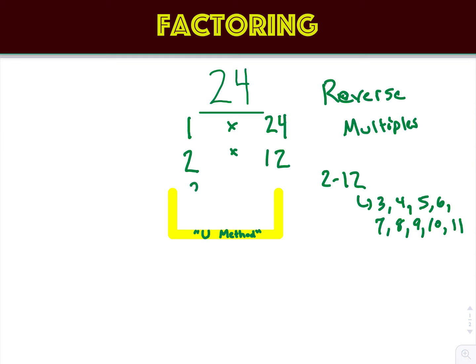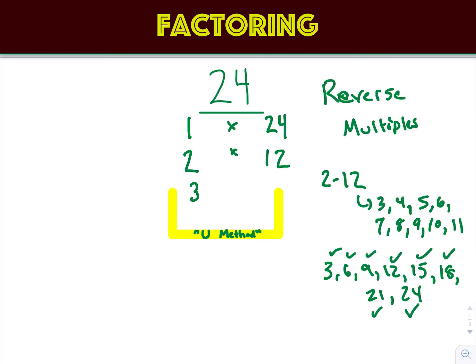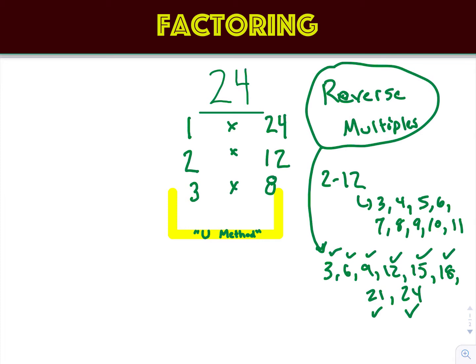My next number up is 3. When I count out my multiples of 3, I find 3, 6, 9, 12, 15, 18, 21, 24, which is 8 multiples to get there. So 3 times 8 is 24. Hopefully this helps us understand what we mean by a reverse multiple: can the number hit 24 when we get there?